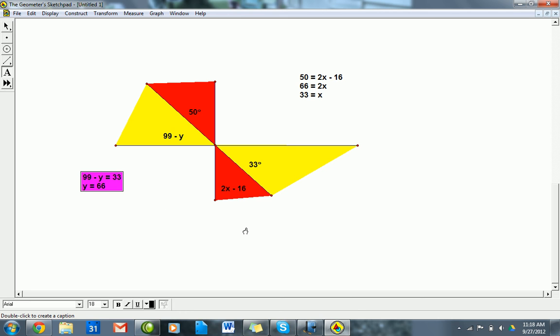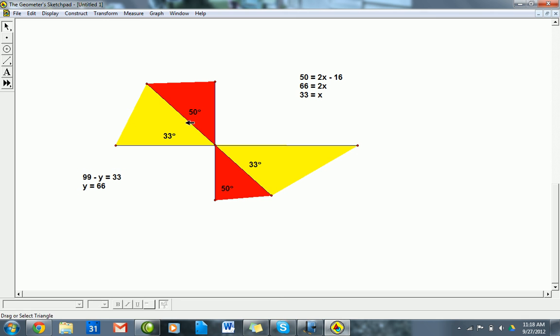All right. So I solve for x, solve for y, and now I can get these vertical angles. Check this out. So that's also 33 degrees. I'm just going to replace that with 33 because remember these have to be equal, vertical angle theorem. And that's also 50. Replace that with a 50 if I so choose by the substitution property.